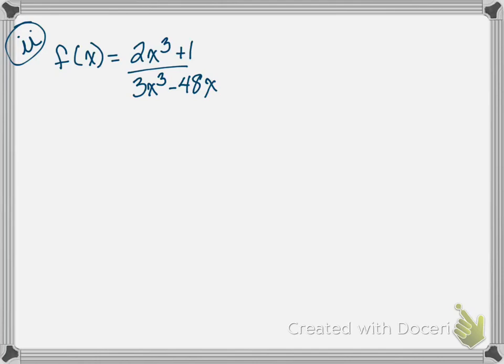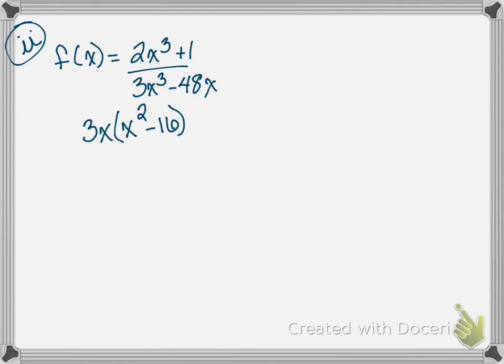Our next one is 2x to the third plus 1. This one is probably more like what you will see on the test. That numerator can't be factored anymore. My denominator, I have to factor that in order to find my domain and my vertical asymptotes. So I'm going to go ahead and factor the denominator. I've got a 3x that I can pull out of that. When I pull out the 3x, I'm left with x squared minus 16.